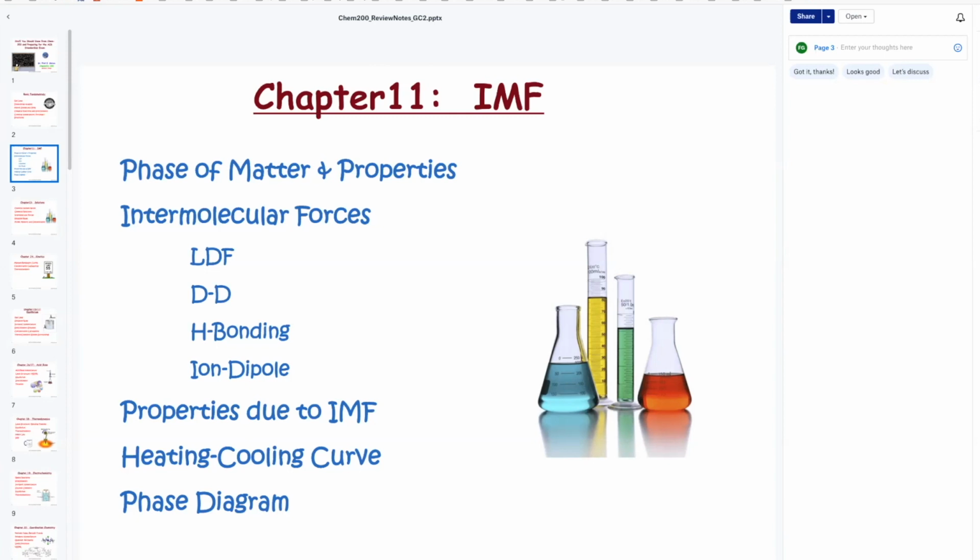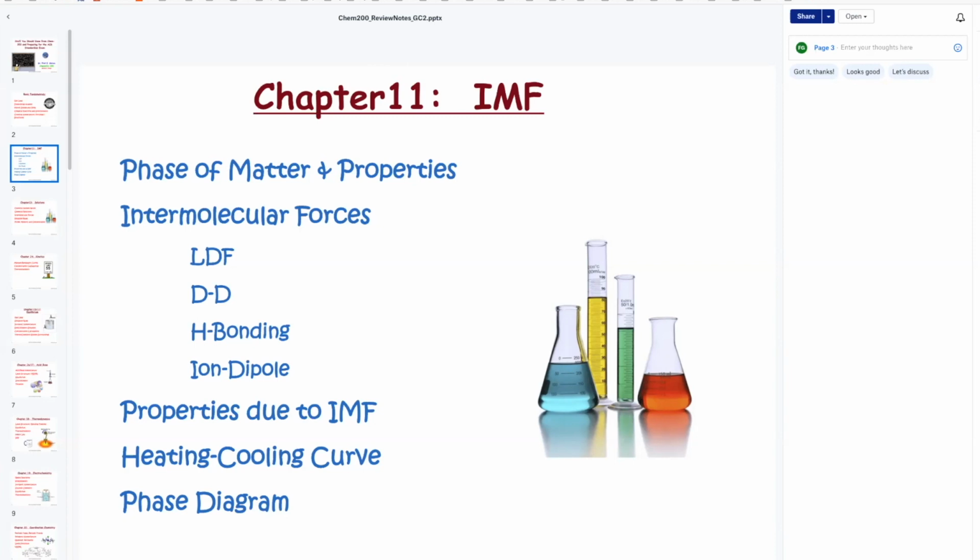Plasma state is probably the most abundant state, but not here on Earth, okay? Intermolecular forces, know what London dispersion forces are, know what dipole-dipole interaction forces are, hydrogen bonding, and then ion-dipole interaction. Properties due to intermolecular forces.